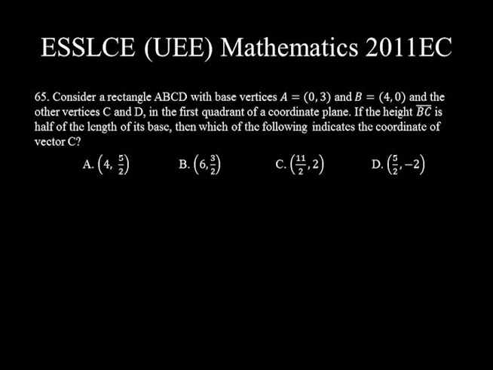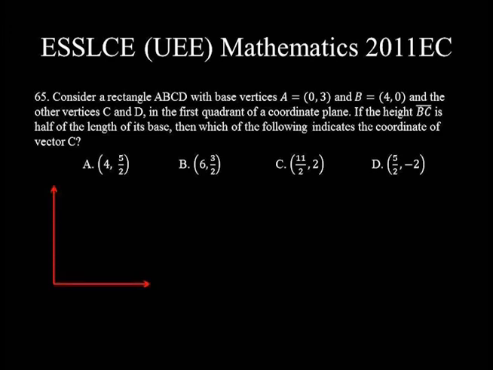Question number 65. Consider a rectangle ABCD with base vertices A is equal to (0, 3) and B is equal to (4, 0), and the other vertices C and D in the first quadrant of a coordinate plane. If the height BC is half of the length of its base, then which one of the following indicates the coordinate of vertex C? Let's depict the rectangle in quadrant 1.